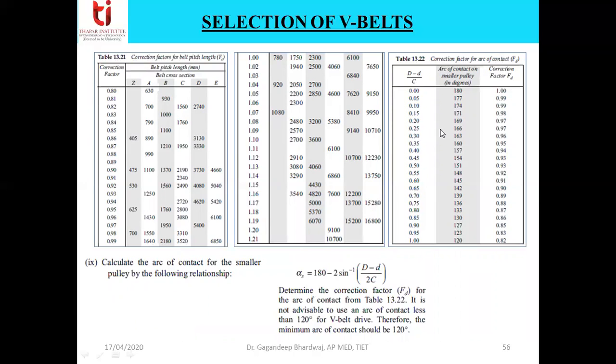Also, calculate the arc of contact for the smaller pulley by the following relation. That is, the angle of contact will be given to you. According to that, you will select the correction factor FD. If the angle is coming out 148, your value of correction factor is 1.92. If the angle is 136, your value is 0.88.